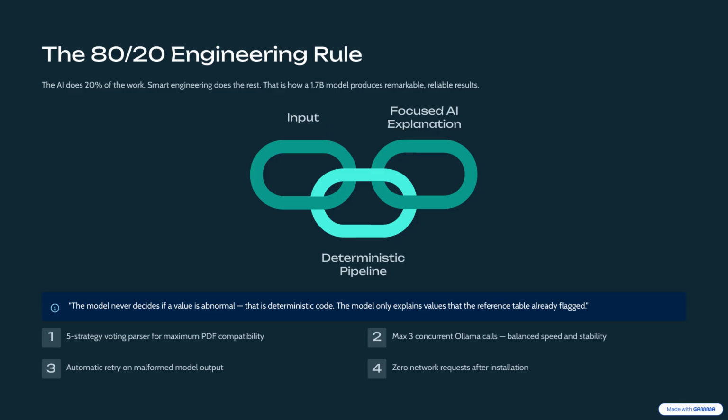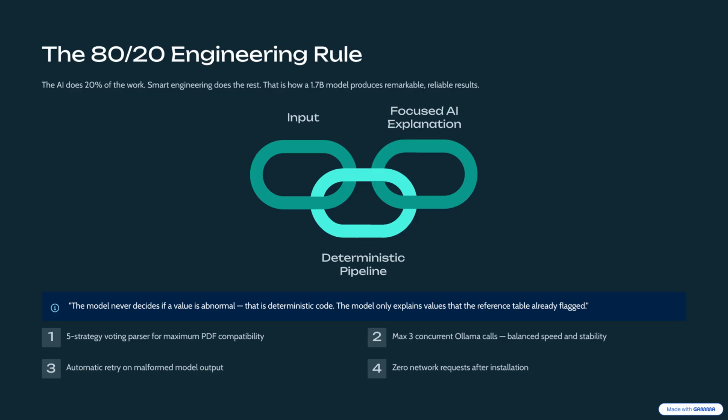When a PDF comes in, pdf.js extracts text using y-coordinate grouping to reconstruct the original line structure. Our 5-strategy voting parser then identifies test names and values. 5 independent strategies run simultaneously, and the highest confidence match wins. A reference table of over 40 lab tests with age and gender adjusted normal ranges classifies every value as normal, borderline, abnormal, or critical. All of that happens before the model sees a single byte.